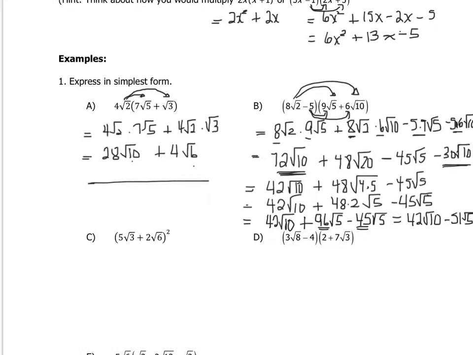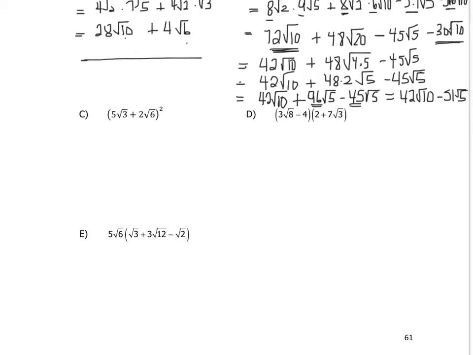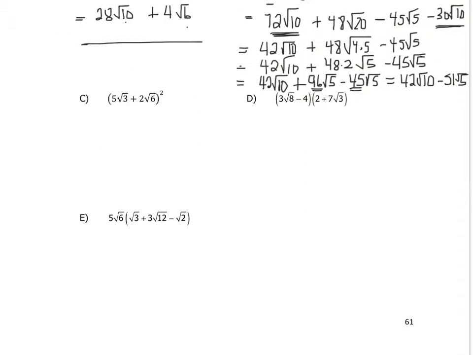Okay, so another couple of examples here to go through. So the next one we have would be two terms added inside the brackets and then squared. So that basically means when you square something, it means to multiply it by itself. So this would mean 5 root 3 plus 2 root 6 times 5 root 3 plus 2 root 6.